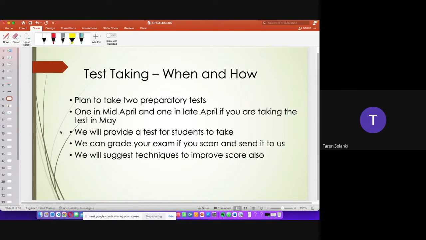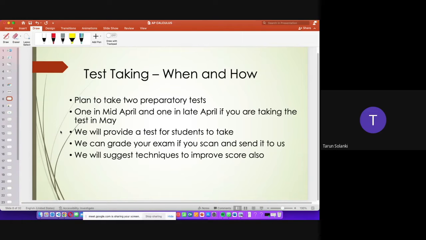Next is what about the exams, and when and how. Test taking: first, plan to take 2 preparatory tests, one in mid-April and one in late April, if you are taking the test in May. So we'll be having exams either in mid-April and late April.